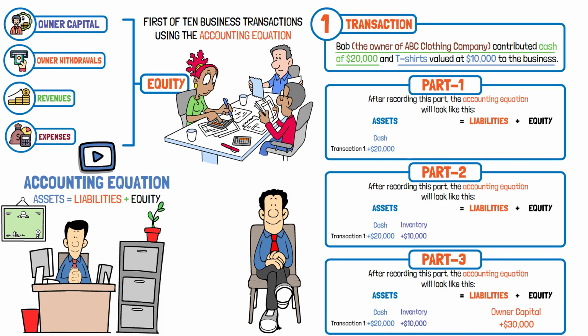Precisely, the total assets of $30,000 now equal the liabilities and equity of $30,000. In the following video, we'll continue analyzing business transactions for this company.